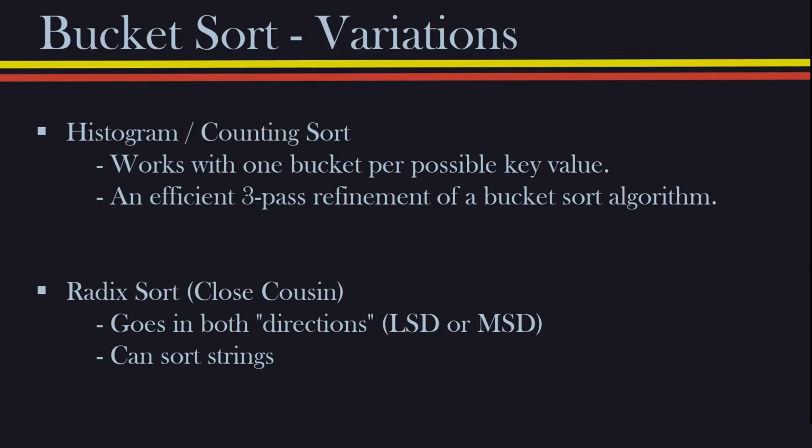But the difference between them is that bucket sort goes from MSD to LSD, where MSD means most significant digit on the left and LSD means least significant digit on the right. So the bucket sort only goes from left to right, while radix sort can go in both directions. We can also use radix sort in order to sort strings, but bucket sort cannot be used to sort strings. So this is all about bucket sort.